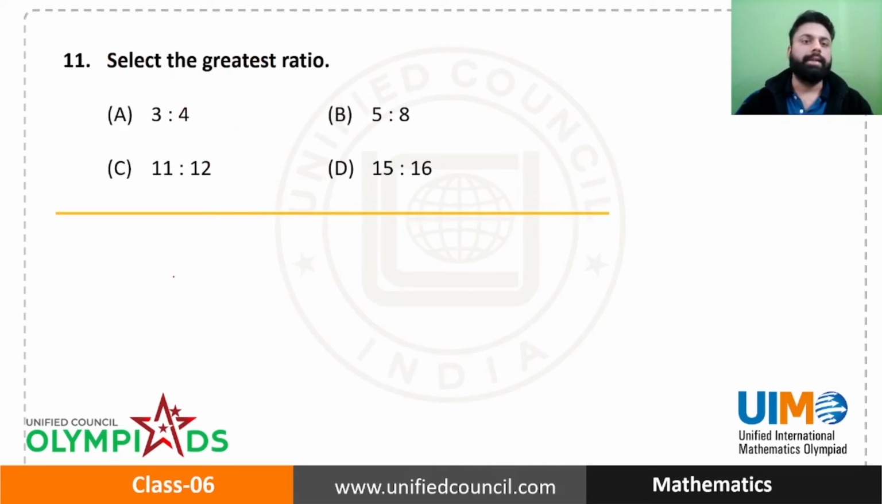Next one, select the greatest ratio. So see, 3 by 4, if you multiply it by 100, it will become 75%.